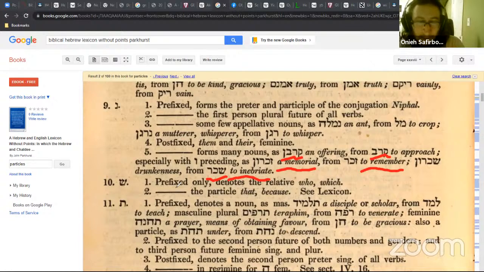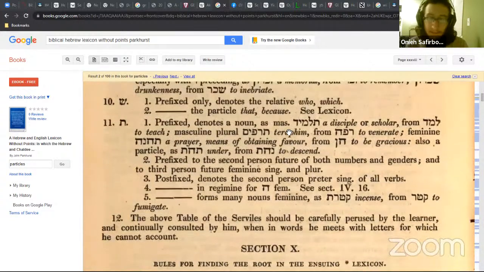Shin prefix, it means who or which or that. It can mean, yeah, that or because. And also in Akkadian and in Aramaic, it is used for the passive, I believe. Passive for verbs. And that just leaves us with tav, the final letter.